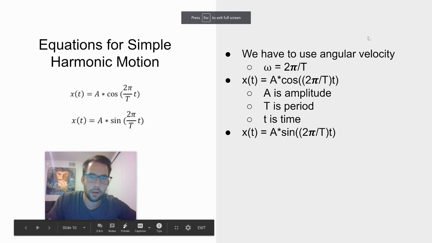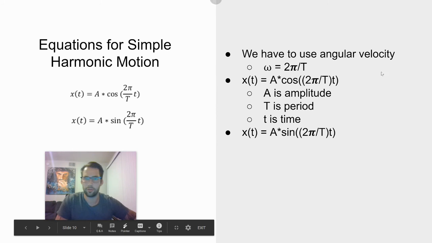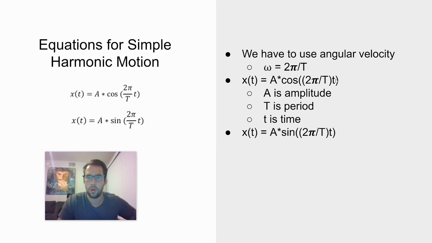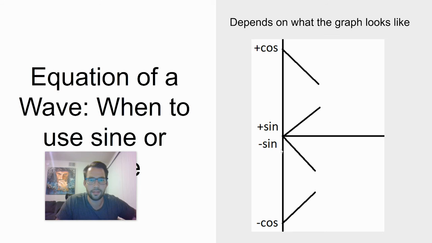Okay, so we left off talking about the equation of a wave, and I know this looks really intimidating, but once I show you what you're going to be doing with it, I hope it becomes less intimidating. But what we were talking about is we have cosine here and we have sine here. And in fact, this could be negative cosine or this could be negative sine. So the question is, when do I use positive cosine or positive sine, and when do I use negative cosine or negative sine? And that all depends on what the wave actually looks like.